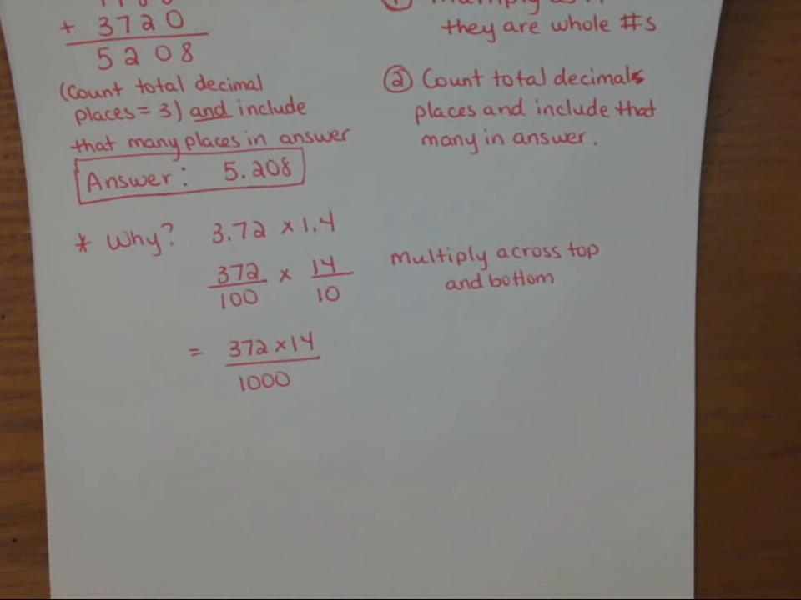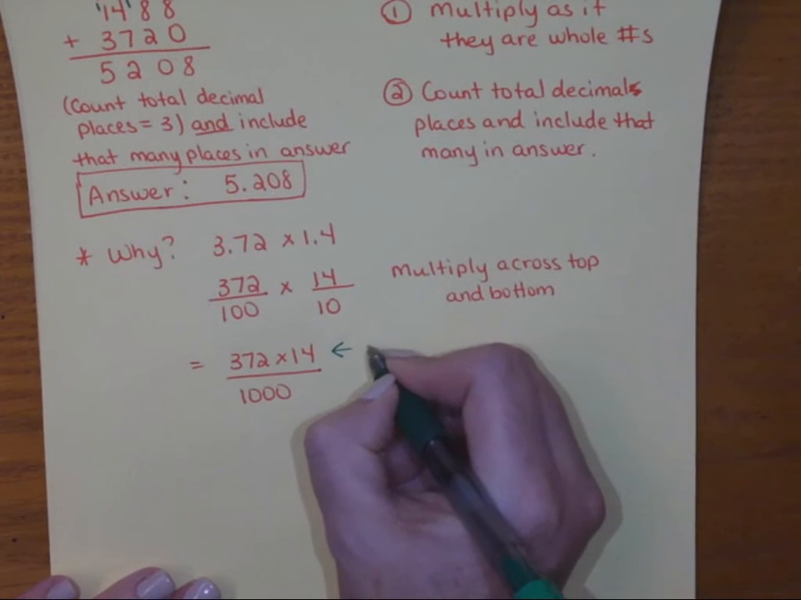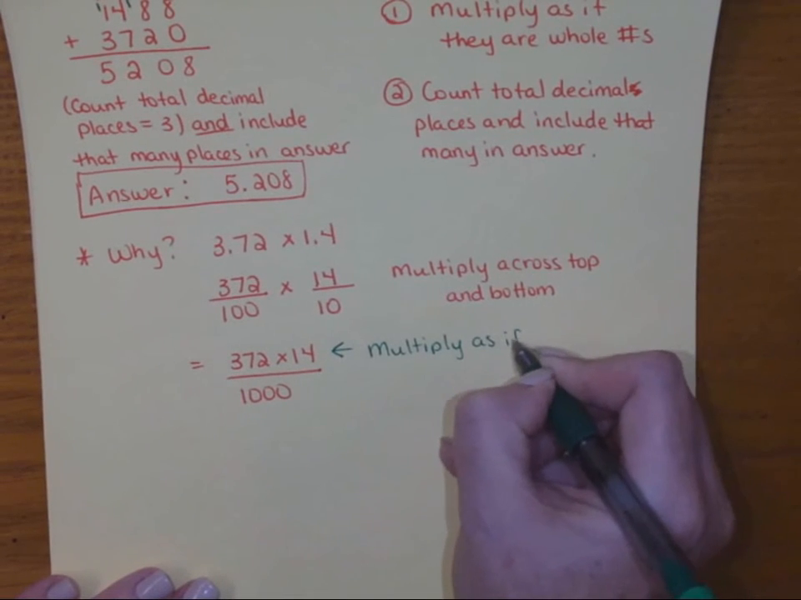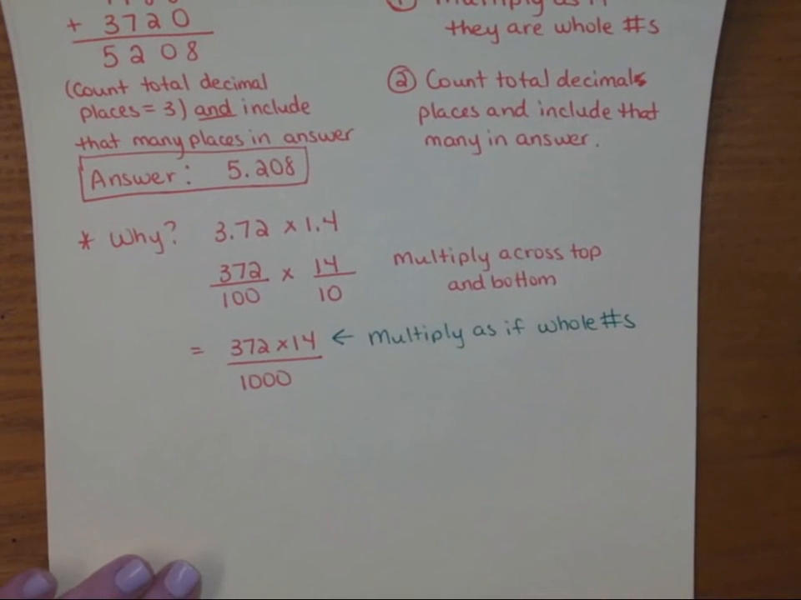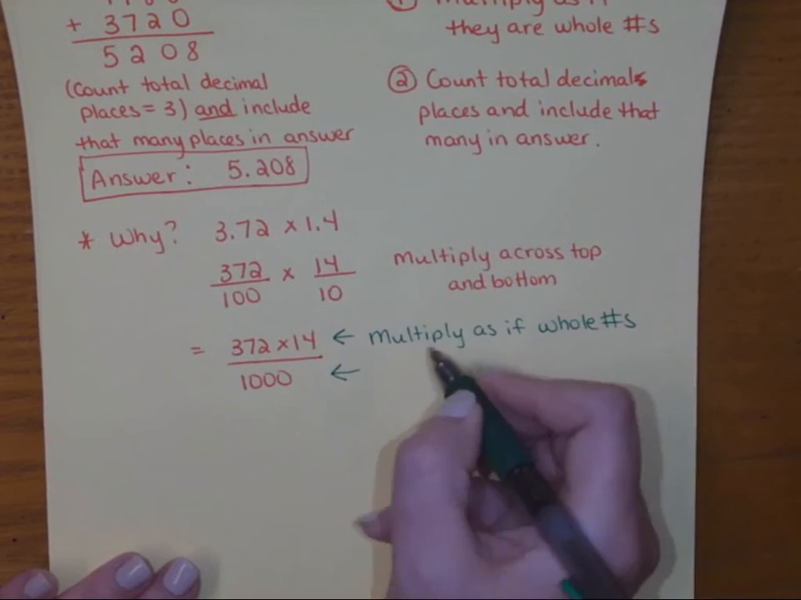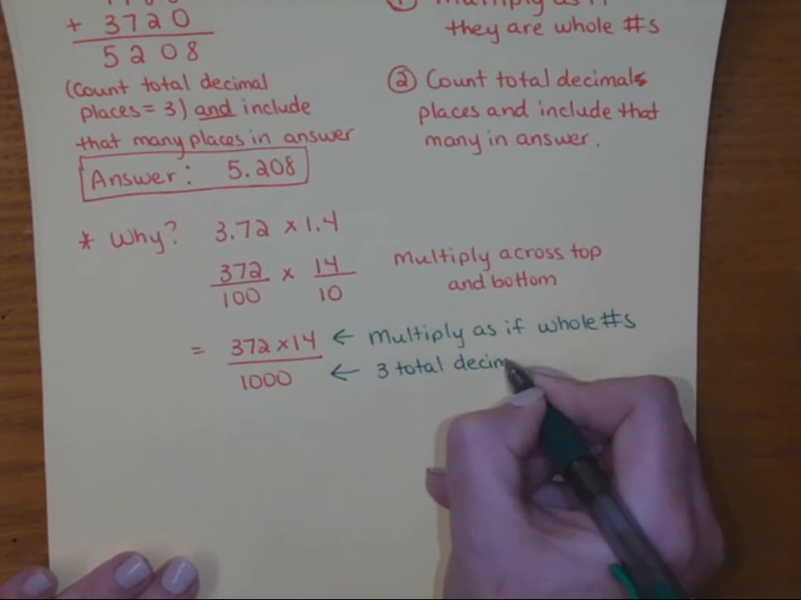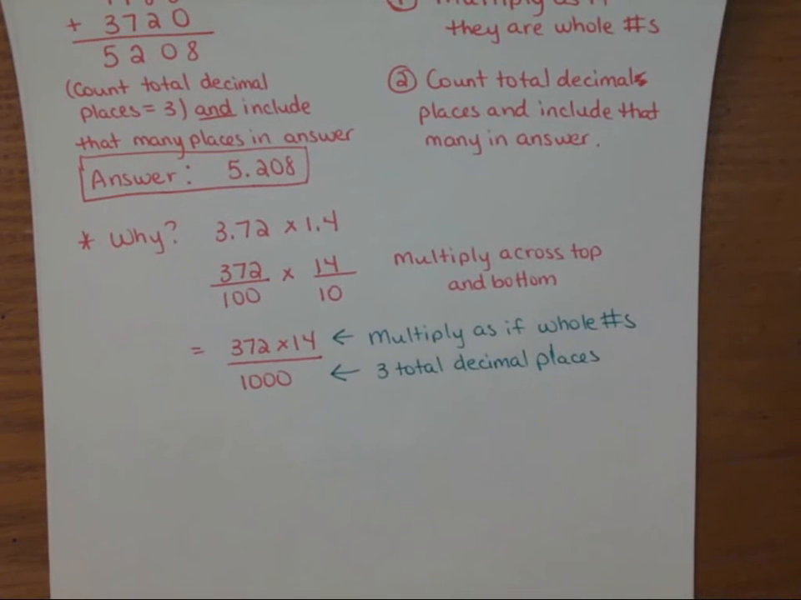Okay. Notice I didn't work that out because I actually want to show what we're doing here. Notice this step will have us multiply as if they are whole numbers. That's exactly what multiplying the numerators will be. And notice the over 1,000 represents the fact that we have 3 total decimal places. So this is why that works. It works this way simply because of how we multiply fractions.